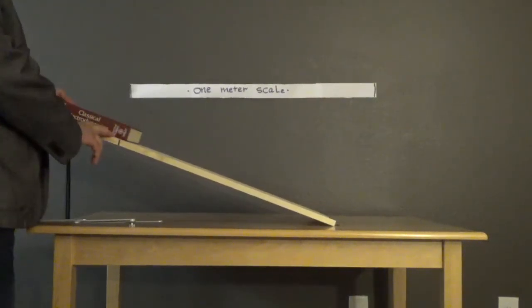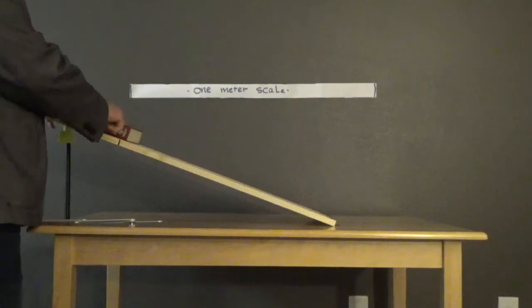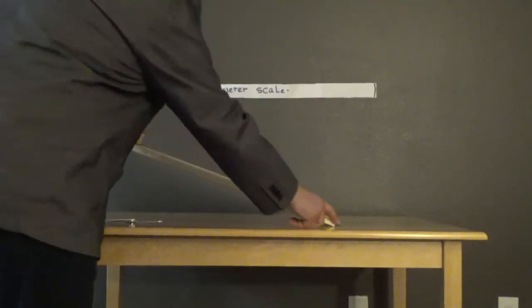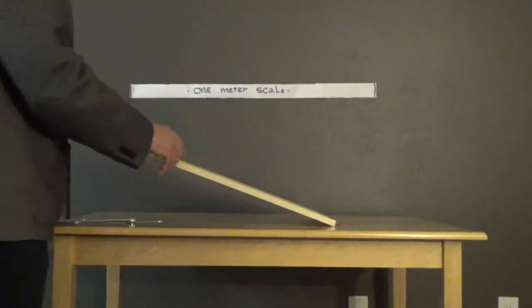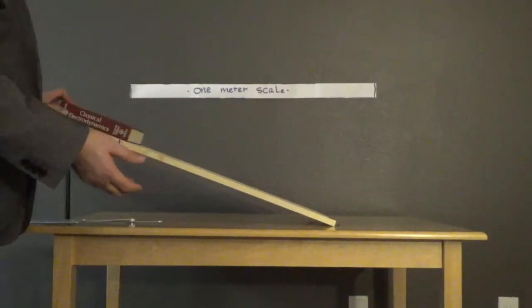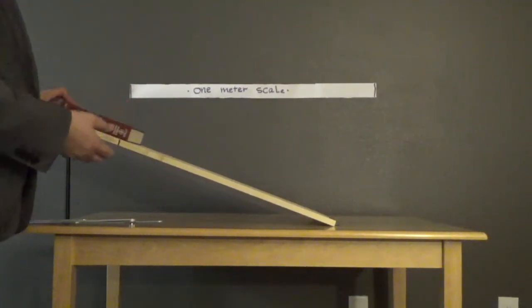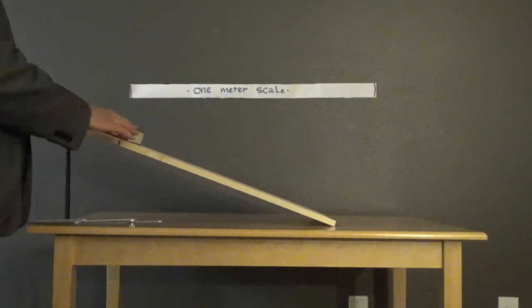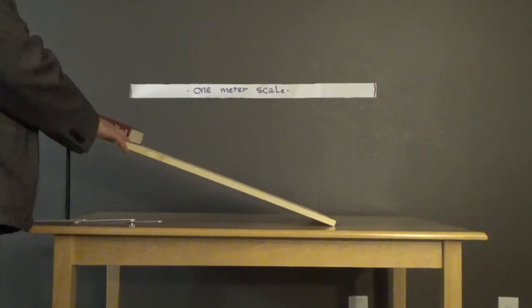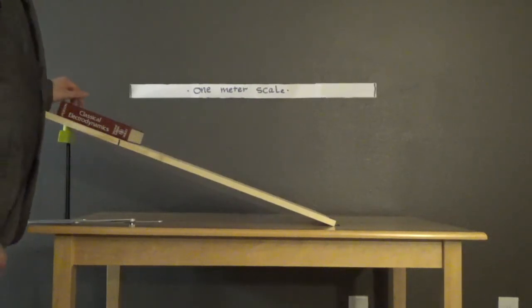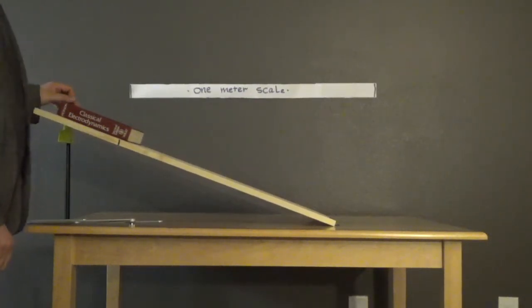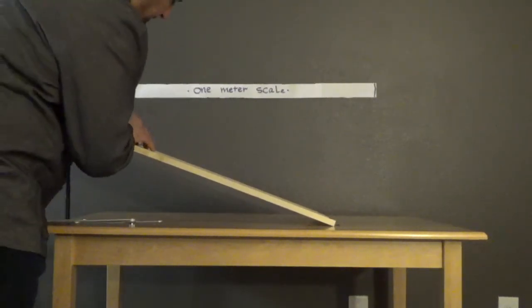Now I will try to measure, guys, the time for this book to move from this point right here to that point right here. So why am I doing that? I'm doing that to figure out the acceleration for this book. Once I know the acceleration, that can help me to figure out the coefficient of kinetic friction. So let's do that. I will try to measure the time.